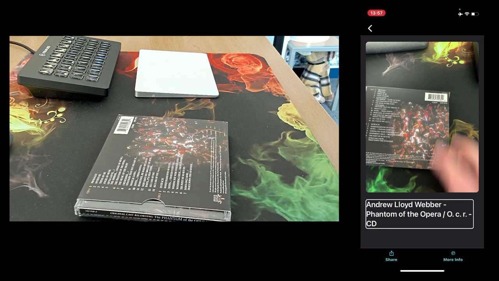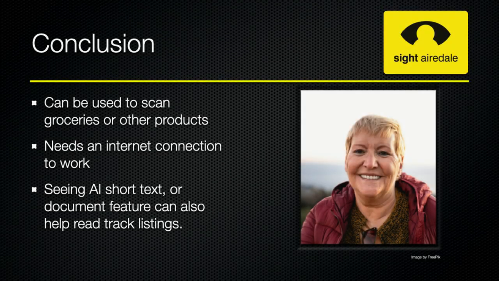The nice thing about this is that you don't have to worry too much about getting the barcode in the right place. As long as the phone can see it, it will actually scan it. So Mary can now scan her CDs using the barcode, and her phone will announce the CD that she's listening to. If the barcode didn't exist, if the CD wasn't in the database, she could use the Seeing AI short text feature or the document feature, which would read out the track listings to her.